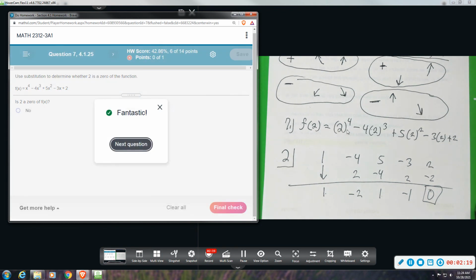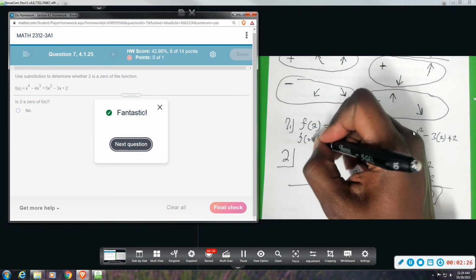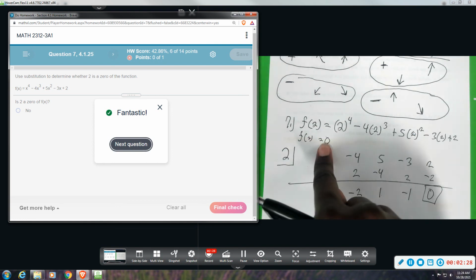And then if you were to plug it in and solve this, if this equals 0, which it should at the end of the day, it's a 0. If it equals something other than 0, then it's not.